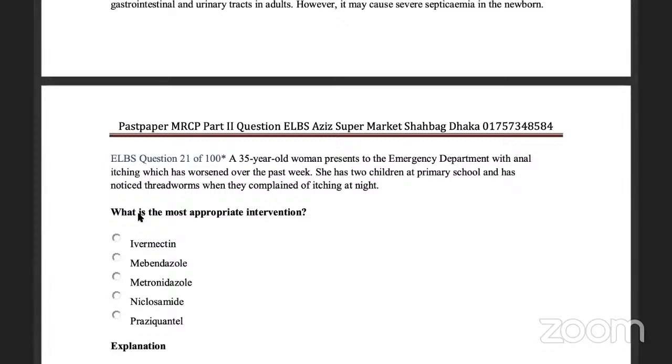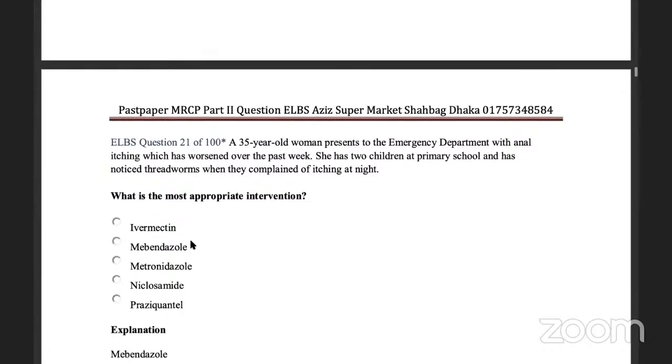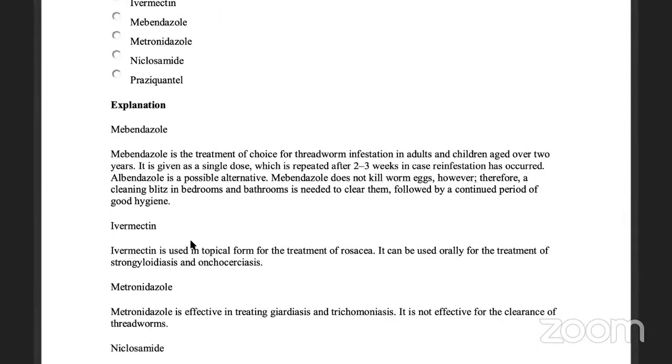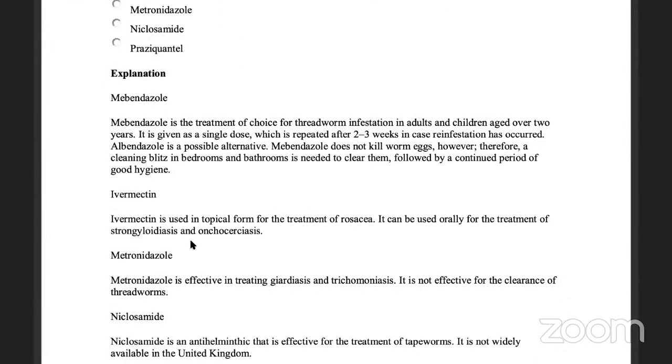Threadworm. Mebendazole, yeah. So mebendazole is the treatment of choice for threadworm infection in adults or children aged over two years. It is given as a single dose, which is repeated after 2 to 3 weeks in case of reinfestation. Albendazole is a possible alternative. Mebendazole does not kill the worm's eggs, therefore cleaning the bedrooms and bathrooms is needed to clear them, followed by a continued period of good hygiene.